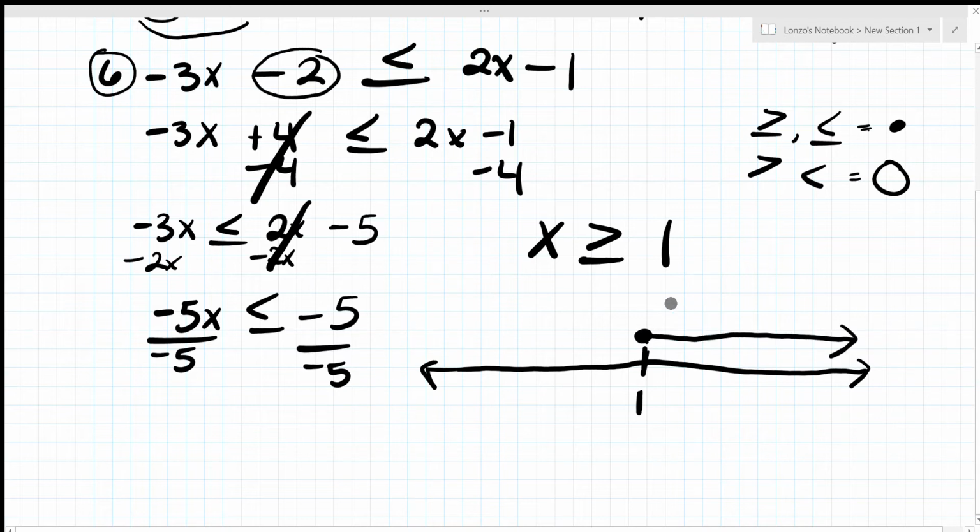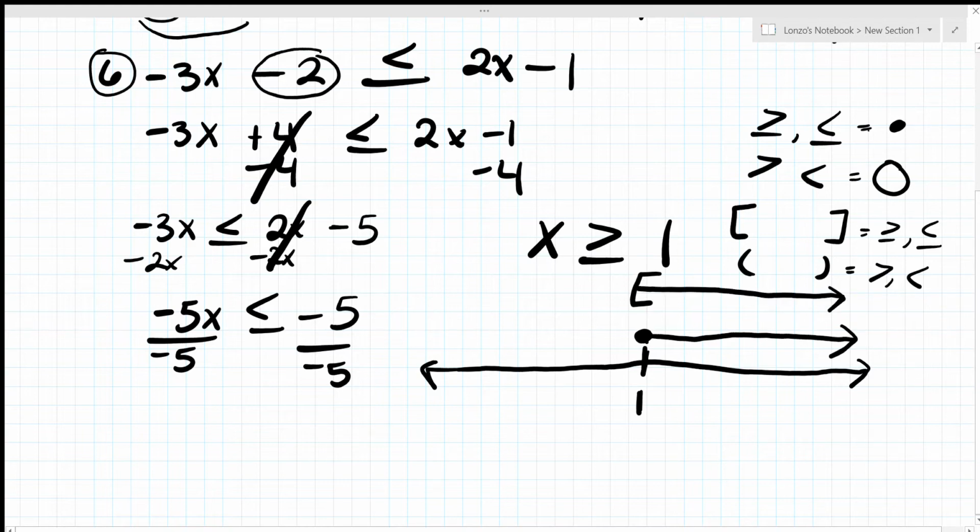Or what you can do is do brackets. Brackets is when you have greater than or less than or equal to. And then you have parentheses if it's just greater than or less than, no equal sign. So we're going to use brackets, and it's pointing to the right. So that's two ways you could graph it on a number line. Okay.